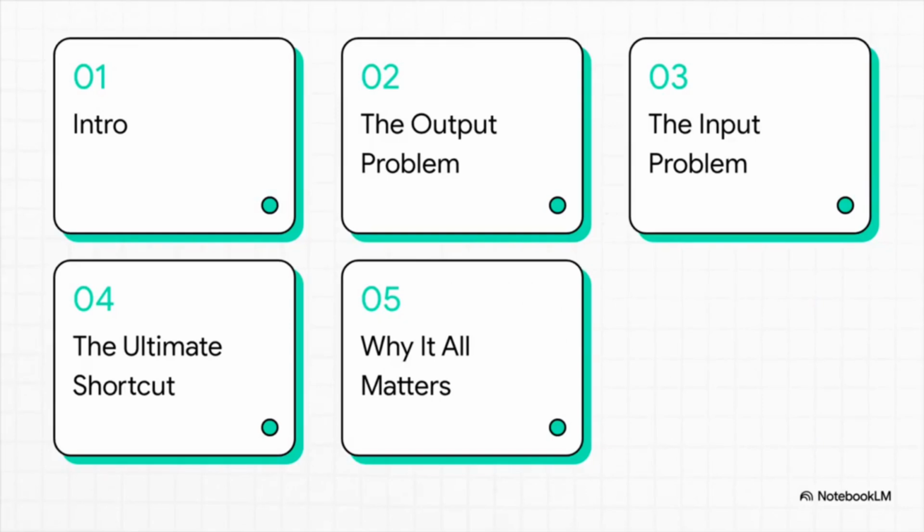So, here's the game plan. We'll start with a quick intro, then we'll walk through the two main ways you'll see these problems, the output method and the input method. After that, we get to the main event, a total game-changing shortcut. And then we'll wrap up by looking at why any of this actually matters out there in the real world.